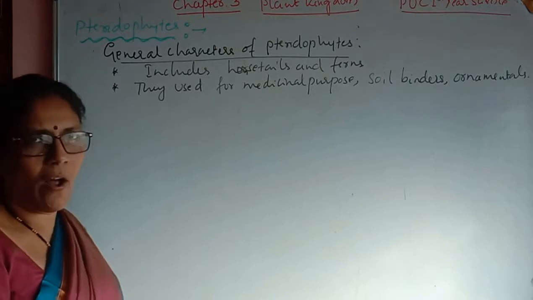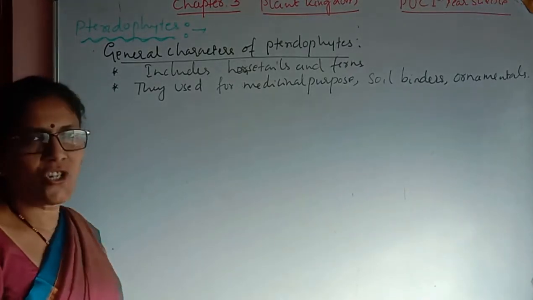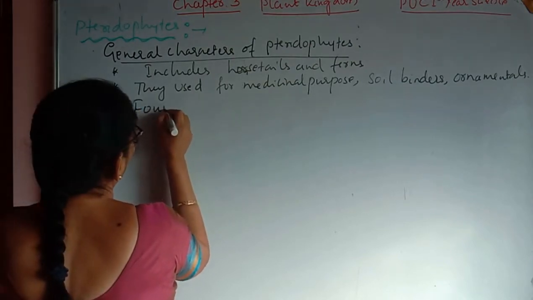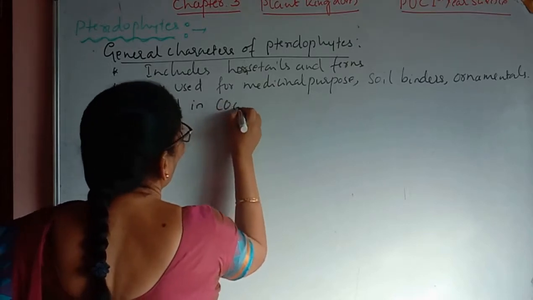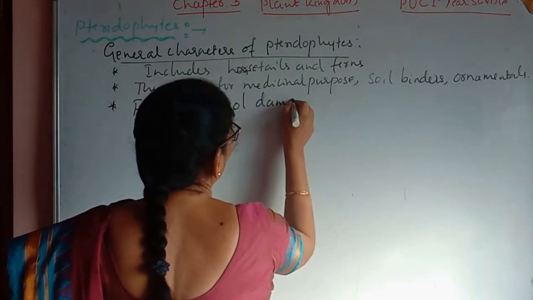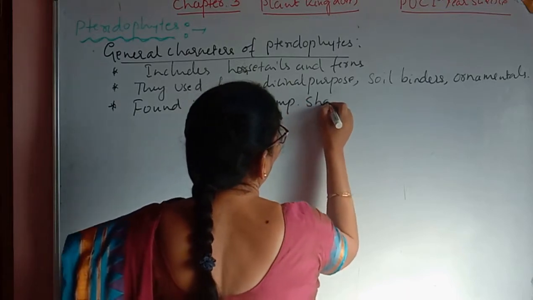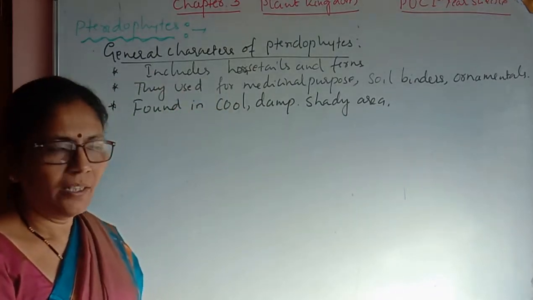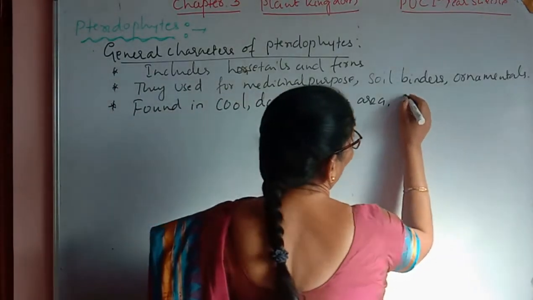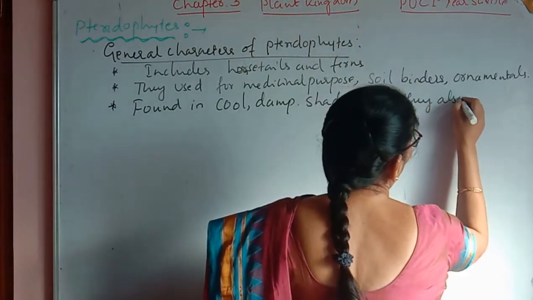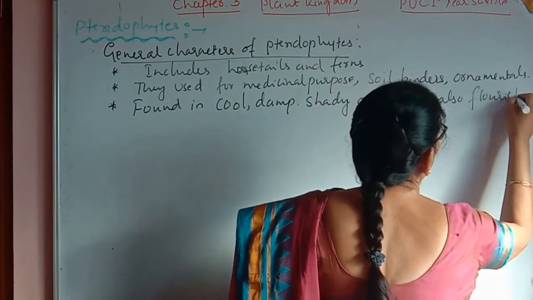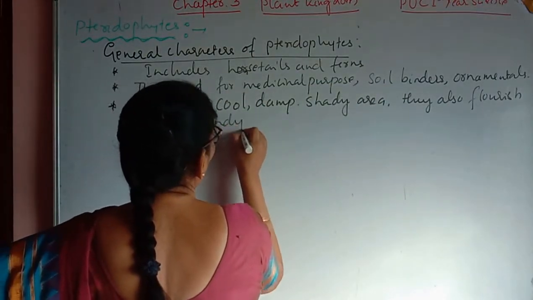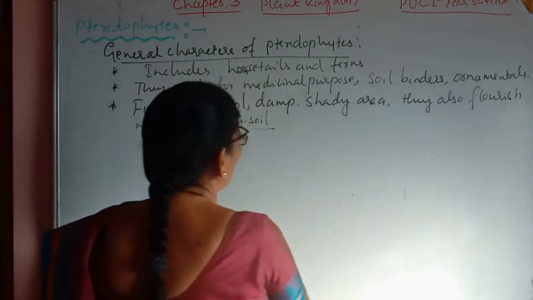So the pteridophytes require cool, damp, shady places. They are found in cool, damp, shady areas, and they also flourish well in sandy soil. Flourish means grow well in sandy soil also.